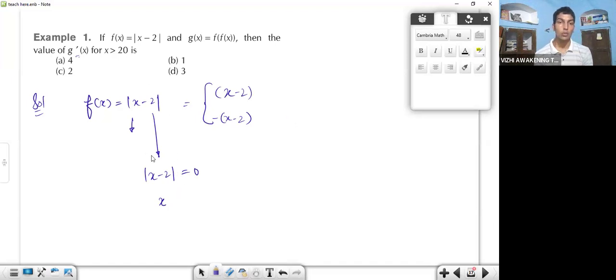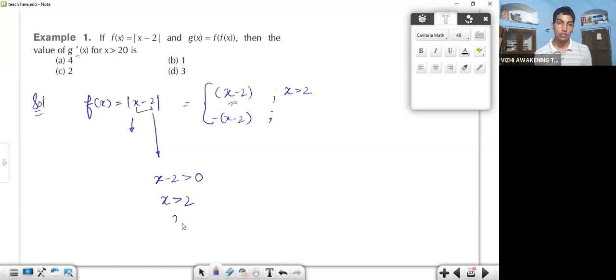So what is the domain of this particular function? For this modulus function to expand as positive as it is, we need to have some positive expression inside the modulus. So this will be positive when it is greater than 0. So for all values of x which are greater than 2, our function will manifest itself in the same form. So like this.